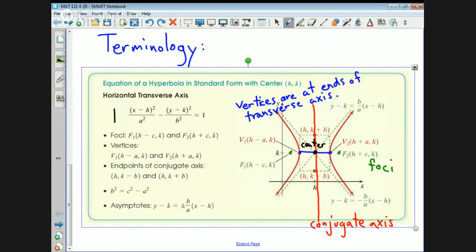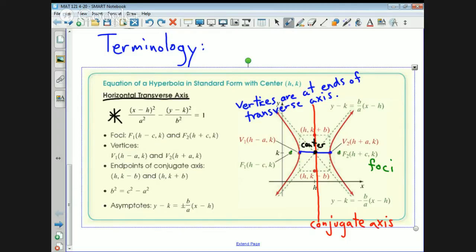How do you get from this formula down into some of these other pieces of information, your location of the foci, location of vertices, etc.? Well, before we get there, just notice with a horizontal transverse axis, so the blue line that I drew being parallel to the x-axis, the y term is negative: minus the y minus k quantity squared over b squared. With the other one, the x will be negative, and that's what makes the cups go up and down. So just be aware of that. It's real important to know where your transverse axis is when you're sketching these. If x is positive, you have a horizontal transverse axis, and when x is negative, you'll have a vertical transverse axis, and we'll get there shortly.